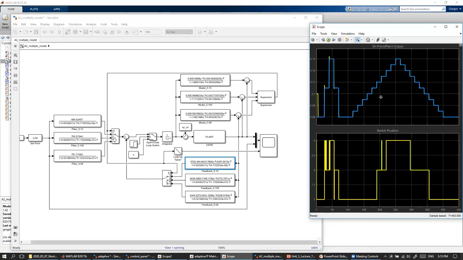So now this is our response. The blue one is the set point change and the yellow one is the closed loop response, where we see that our closed loop follows our reference quite well. On the bottom graph is the switch position. It shows which model, and hence which controller, is selected at a particular time instance. What can you say about this bottom graph, about the switch position? Anyone? What can be observed here?